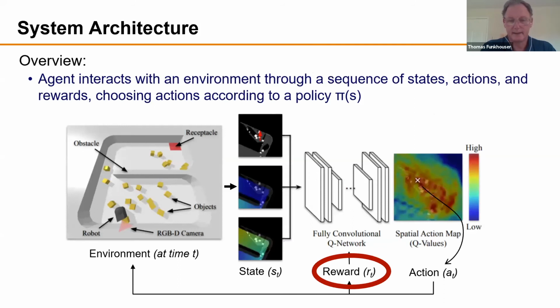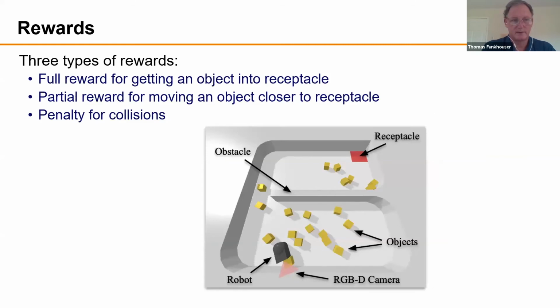Okay, and then last, we have a reward in our reinforcement learning system that's pretty straightforward. You get a full reward for finally getting an object into the receptacle. We also add a partial reward for moving an object closer to the receptacle, which we find helps with training. It isn't usually absolutely required for training in most examples, but it certainly helps move things along quicker. And then there's a penalty for colliding with the walls.